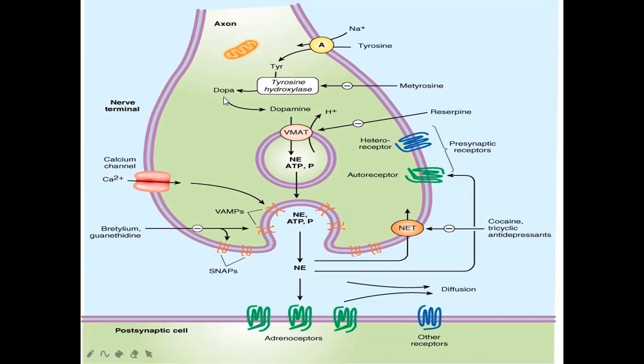DOPA decarboxylase converts DOPA to dopamine, dopamine to norepinephrine, and then it is released into the synaptic cleft as norepinephrine, and it is diffused or taken up by the adrenoreceptors for the confirmation of action or the effects at the target tissues and so on and so forth.